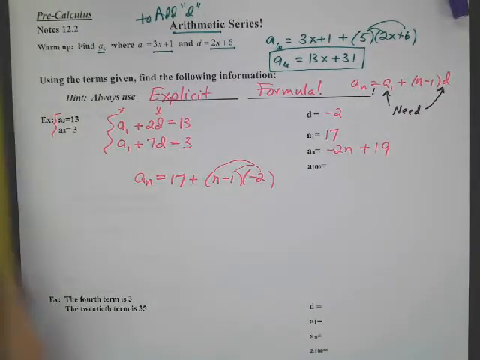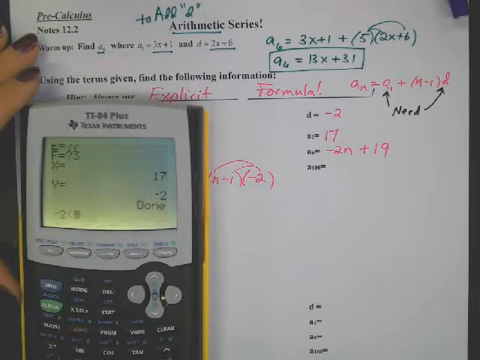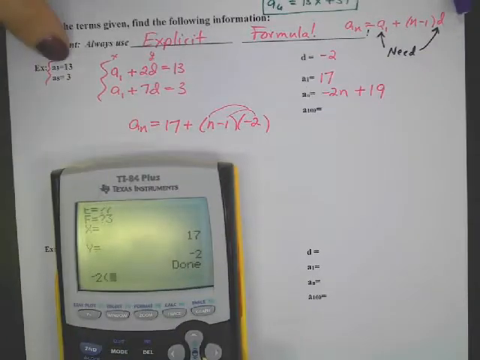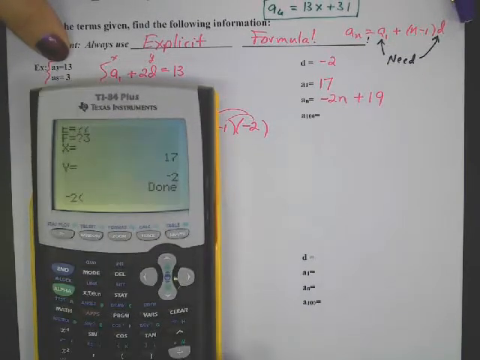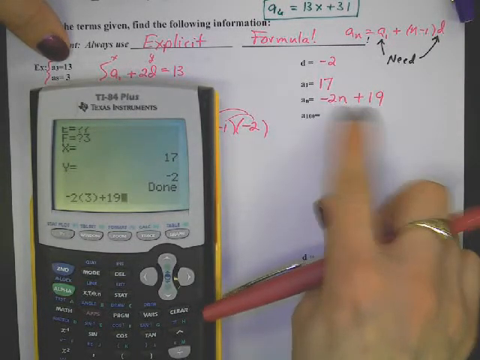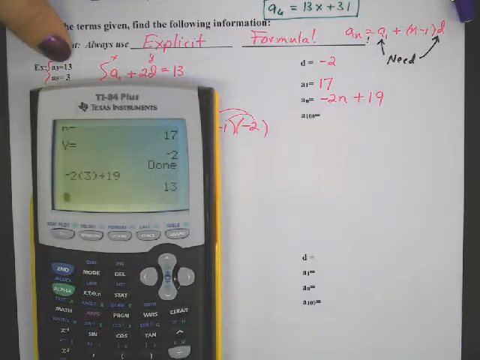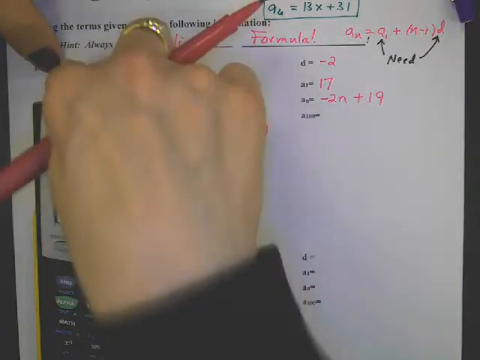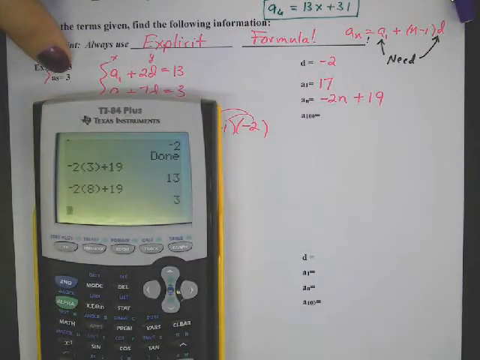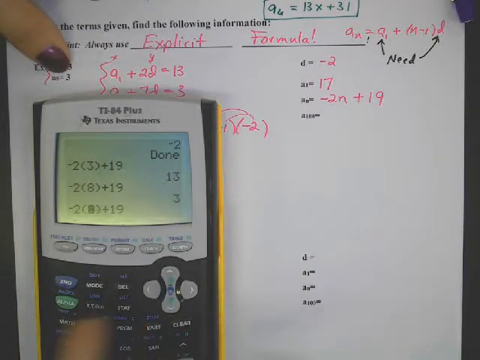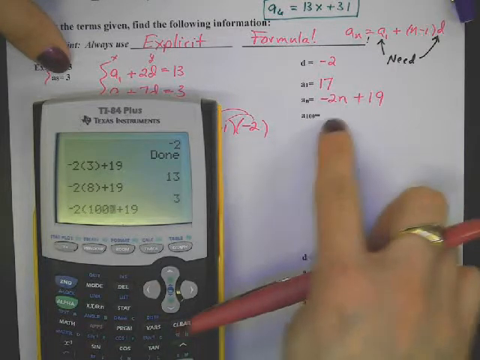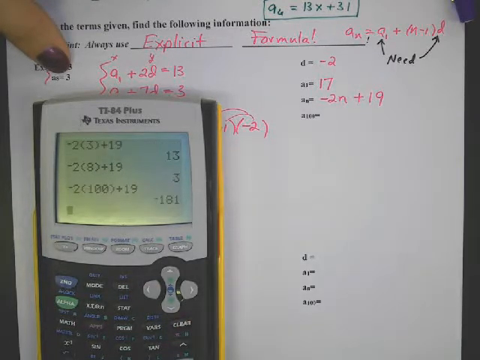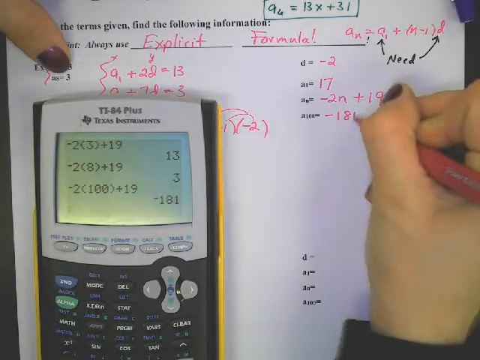I'm going to see if that is the right formula indeed. Let's check the third term. I'll plug in a 3. Does it make 13? Good. Okay, let's try it again. Now I'm going to plug in 8 to see if it makes the 8th term. Does it make 3? Perfect. Okay, since my formula is working, I'm going to go ahead and replace n with 100. And the 100th term is negative 181.